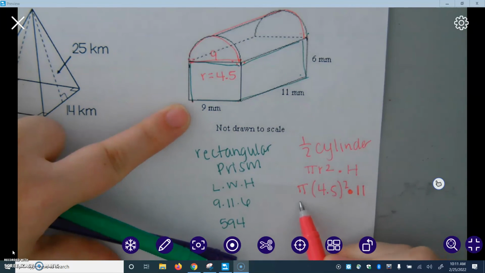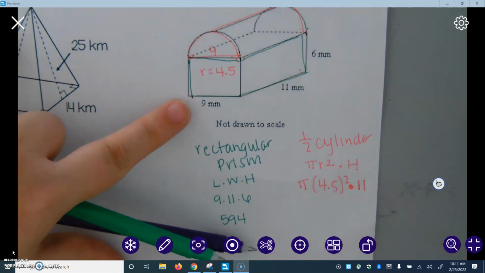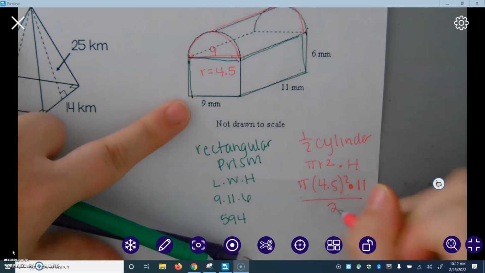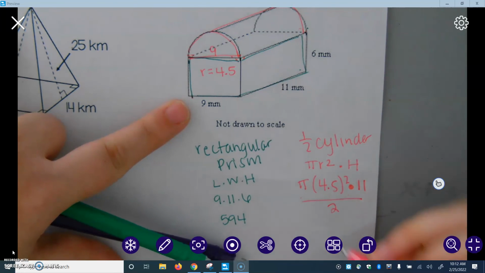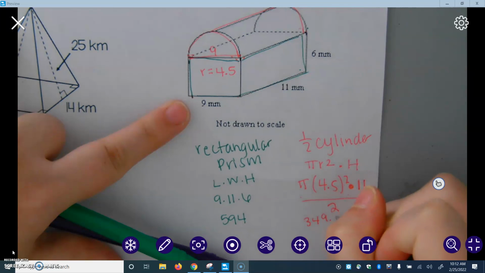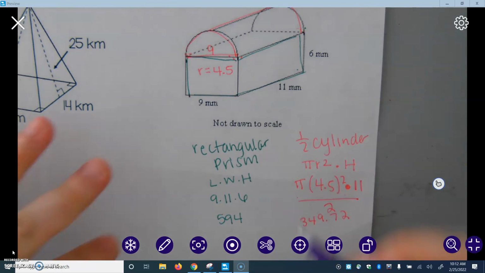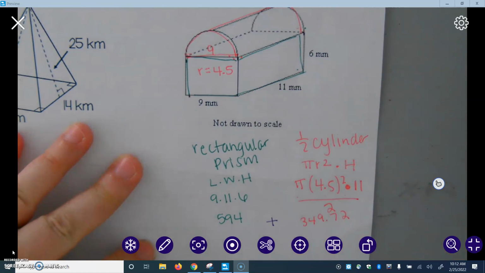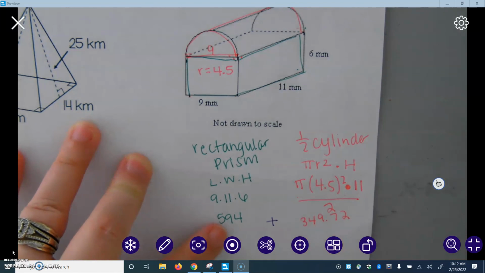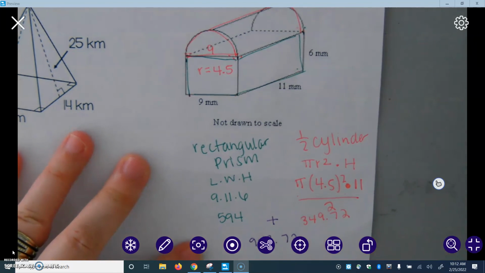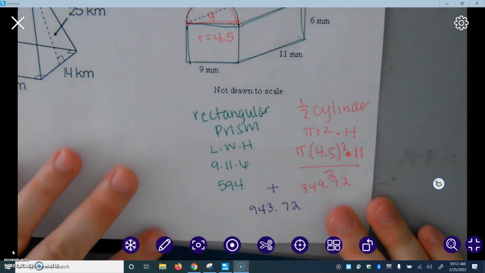So in my calculator, I'm going to do pi times 4.5 squared times 11. And then I'm going to divide that answer by 2 because I only have half of a cylinder. And I got 349.72. And a composite figure puts those together. So if I add this answer to 594, I get 943.72.